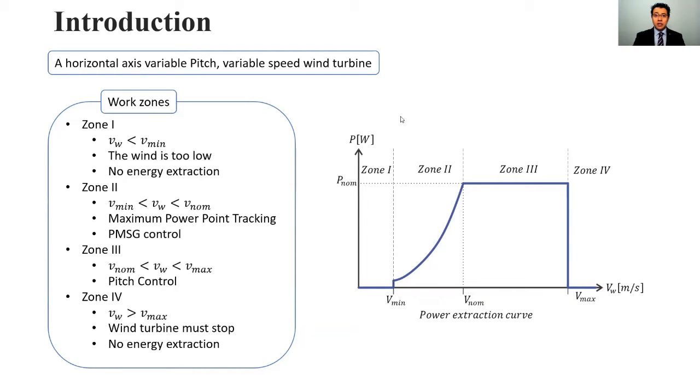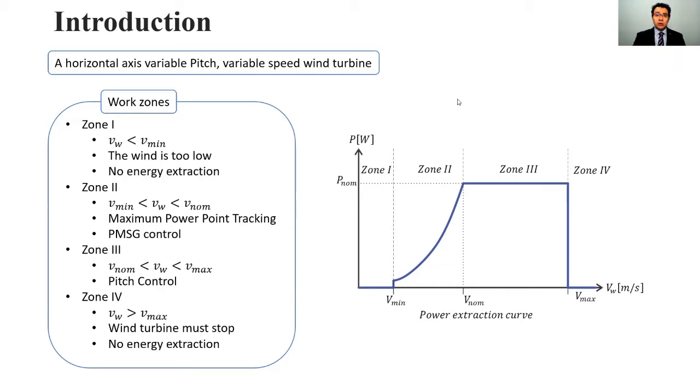In contrast, in Zone 4, the wind speed is too high, so the wind turbine must be stopped to avoid damage and failure of the whole system. In this zone, it is also impossible to extract power from the wind. In Zone 3, the wind speed is higher than the nominal wind speed, causing the permanent magnet synchronous generator to work over its nominal speed.